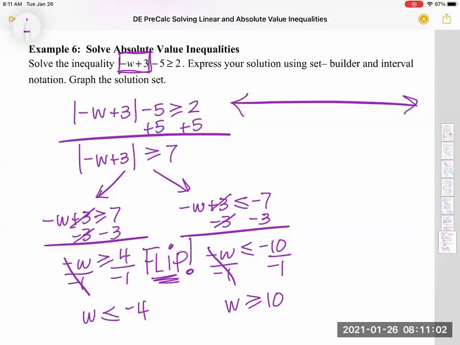Let's make a graph. So we're going to put -4 on here. We're going to put 10 on here. We have "equal to" parts on these, so closed circles, filled in. Everything less than -4 is going to shade to the left. Everything greater than 10 is going to shade to the right.